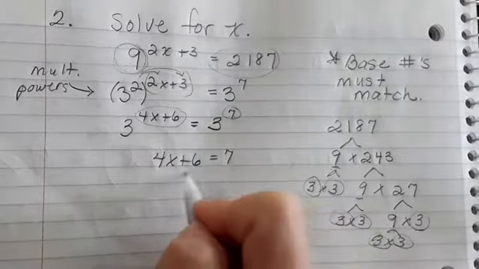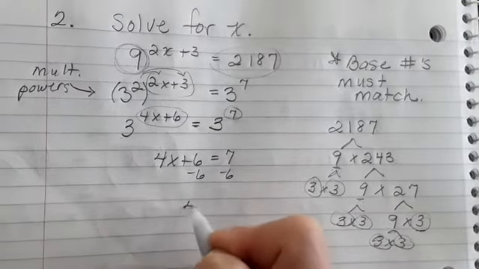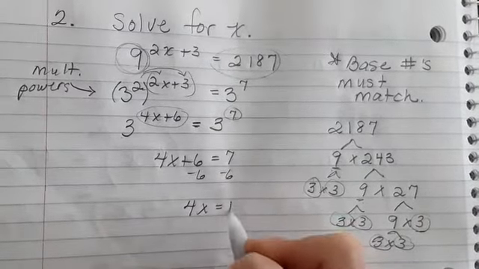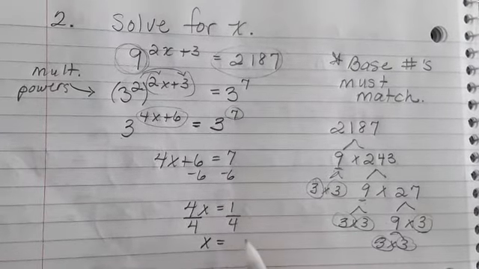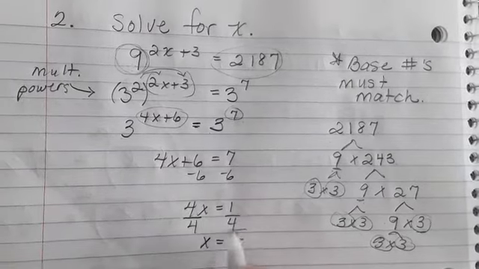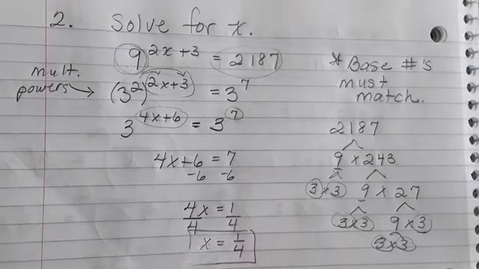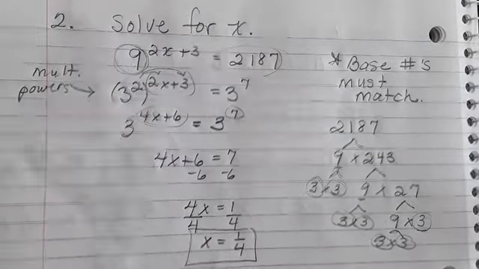So when we solve that, we get 4x equals 1, divide by 4, and x equals 1/4. And that's what they wanted you to figure out. What would the value of x be for these two sides to match?